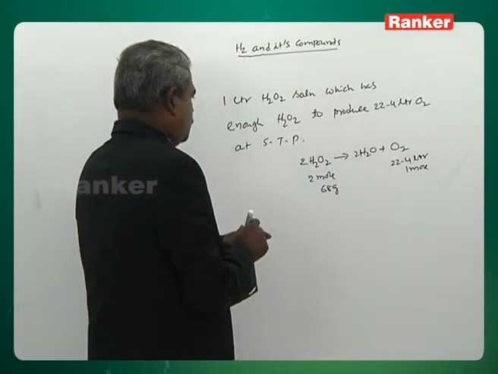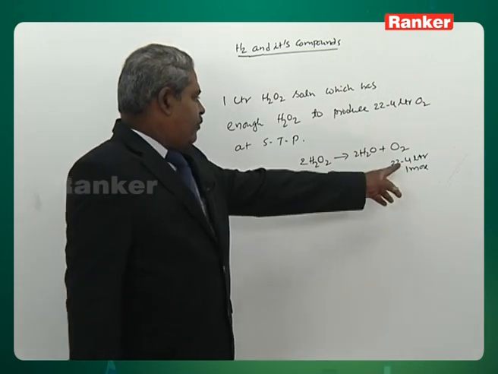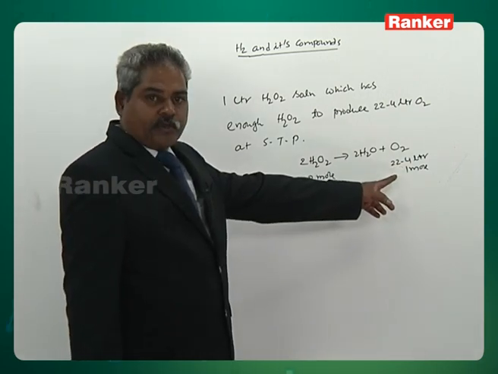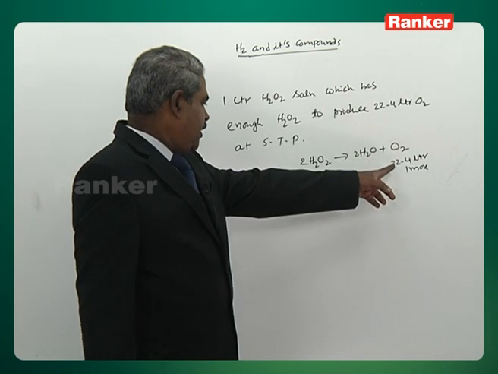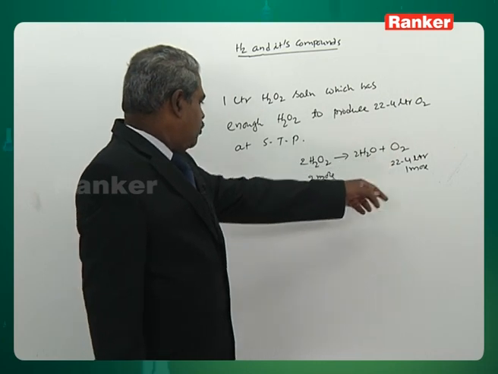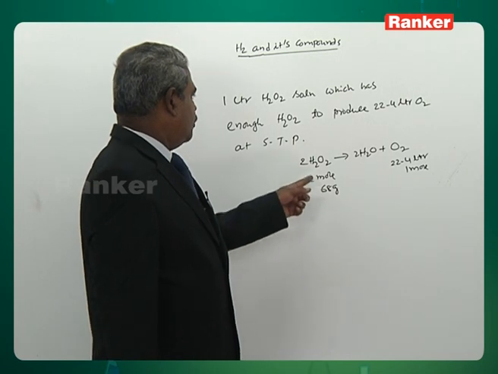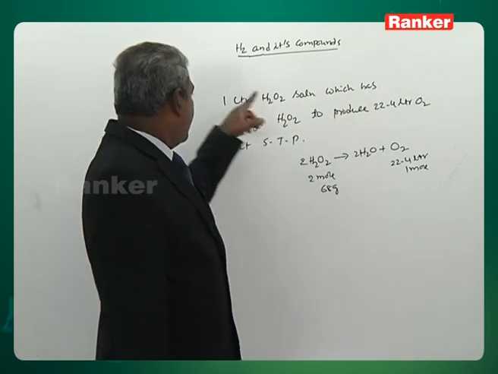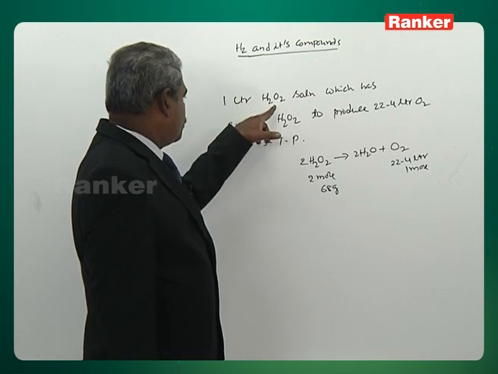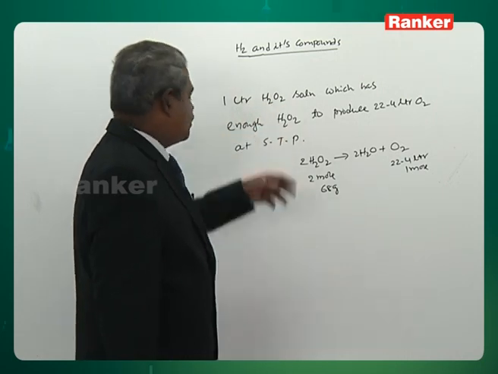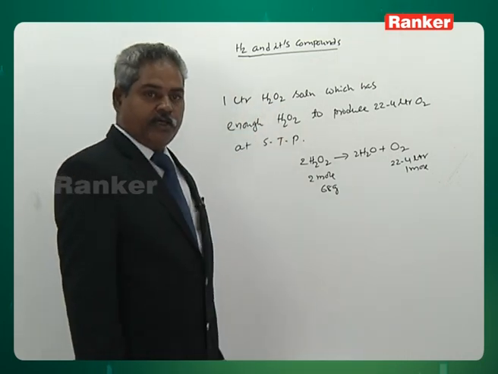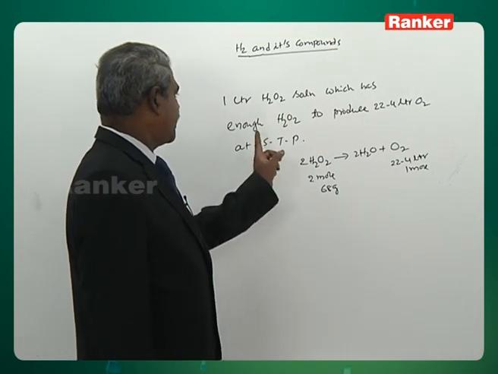Now, if you want to get 22.4 liter oxygen, it's possible only when you have 2 mole, that is 68 grams. But you are getting this 22.4 from 1 liter. So, 1 liter H2O2 solution which has enough H2O2. How much H2O2 should it have? Enough means it should have 2 mole, 68 grams.